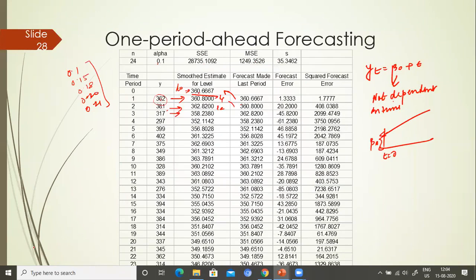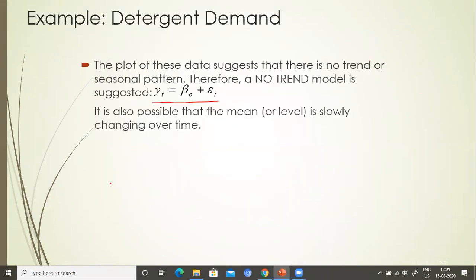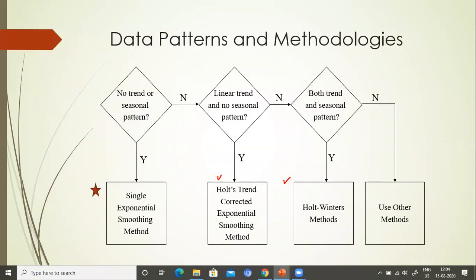That's it. But for other scenarios, going back to this flow chart, when you have a linear trend, you have to do a regression. Kamal, there was a question on regression. You'll find me showing how we bring in y equal to beta t plus alpha, plus this will be here. Not only will you get this, but also seasonality. Holt-Winters includes seasonality, and Holt's trend corrected exponential smoothing will have regression coming in.